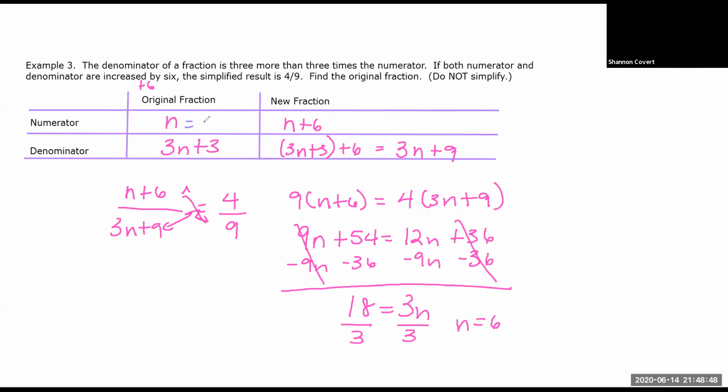Coming back up here, if n is 6, then that's my numerator. My denominator is 3 times 6, which is 18, plus 3 is 21. So my original fraction is 6 over 21. And I do not want to reduce. It could reduce, but it told me not to. So I'm going to leave it just like that.